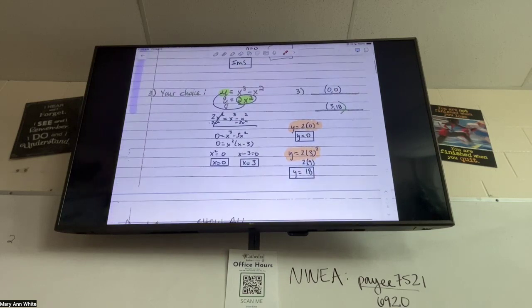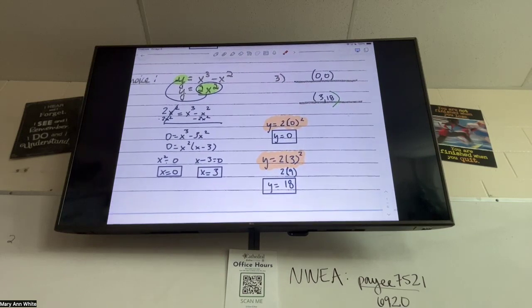The last one says your choice. I think a substitution is probably the best bet. So they're both equal to y, so you can just set the two x expressions equal to each other. I moved everything to one side. I solved, and then I plugged 0 in and 3 in, and I got 0 and 18.